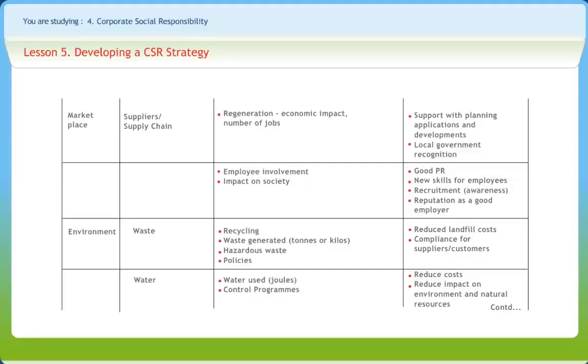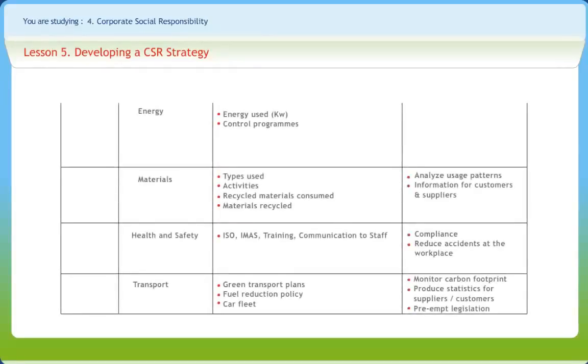It involves issues regarding waste and water, and results in issues like reduced landfill costs, compliance for suppliers and customers, reduced costs and impact on environment and natural resources. Environmental strategy is also spanned from energy, materials, health and safety to transport in order to analyze usage patterns, information for customers and suppliers, reduce accidents at workplace, monitor carbon footprints, produce statistics for suppliers and customers, etc.